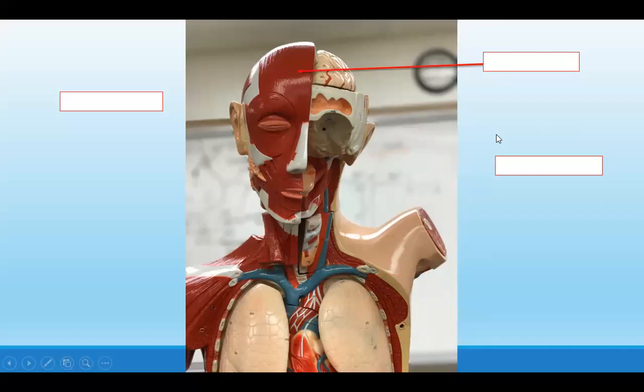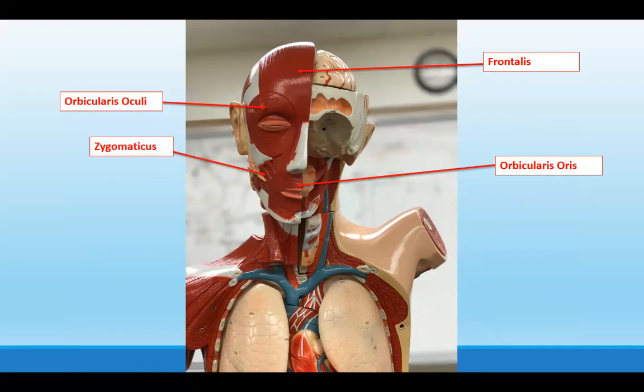Now, let's take a closer look. There's the frontalis, right on top of the frontal bone, a very thin muscle. There's the orbicularis oculi around the eyeball, and the orbicularis oris around the mouth. We also have the zygomaticus muscles right here. The zygomaticus muscles are also allowing us to show expression.